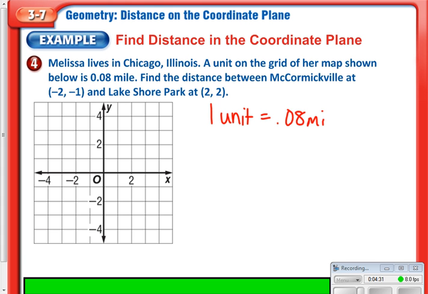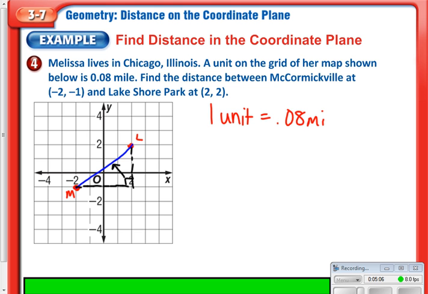Find the distance between McCormickville at -2, -1. I'm going to go ahead and plot McCormickville. -2, -1. I'm going to put an M there representing McCormickville. And Lakeshore Park at 2, 2. So 2, 2. There's Lakeshore Park. Here's our distance between those 2 spots. Now we have our right triangle here that I'm going to construct. There's that right angle. Again, there is side C.